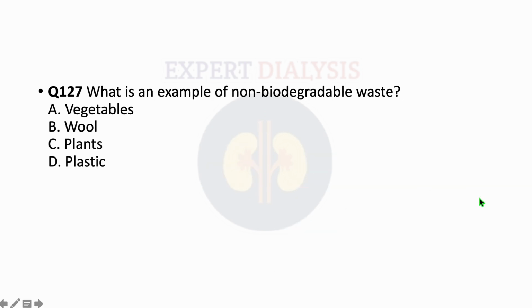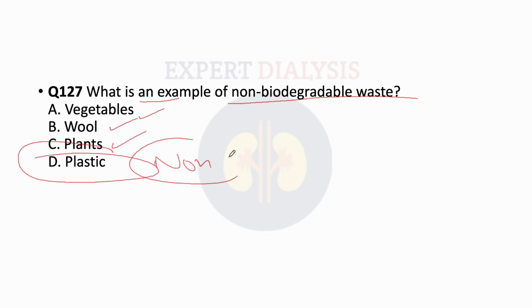Moving to the seventh question, it says, what is an example of non-biodegradable waste? Vegetables are biodegradable, wool is biodegradable, plants are biodegradable, but plastic is in the category of non-biodegradable.